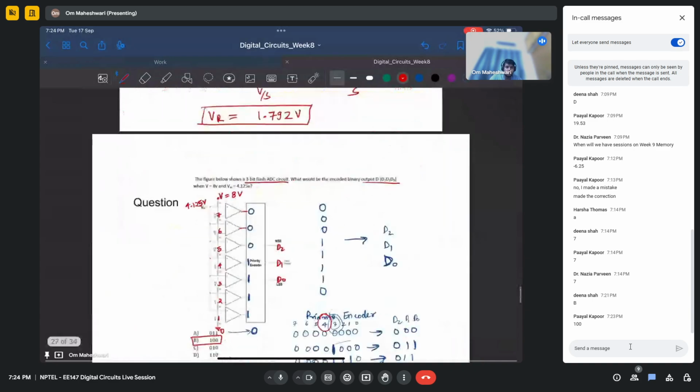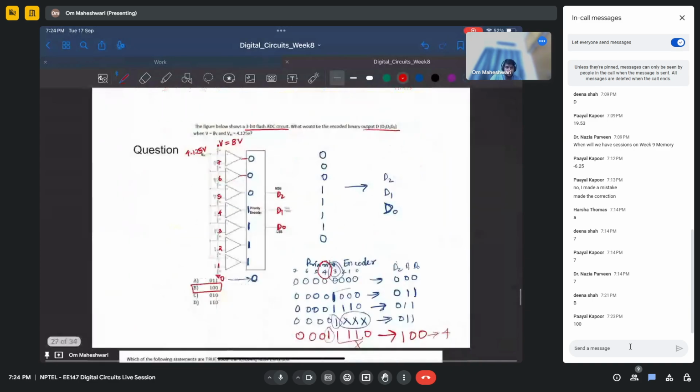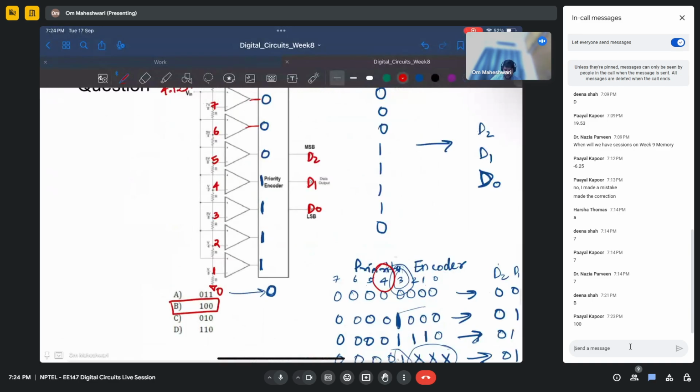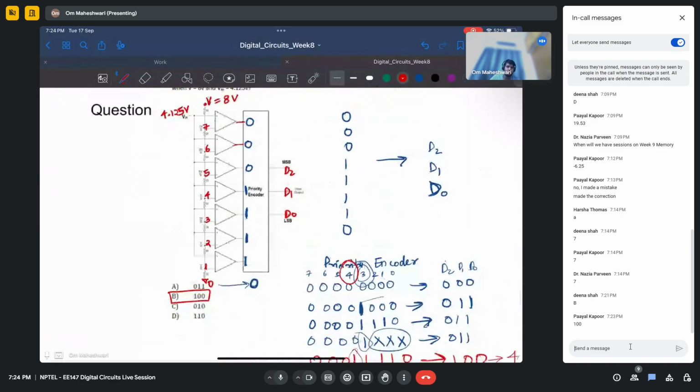Yeah. Payal has got the right answer. Dina Shah has given the wrong answer. B is not correct. Yeah, B is correct. Yeah, B is 100. Sorry, I read it something else. Okay, so you both have the right answer.